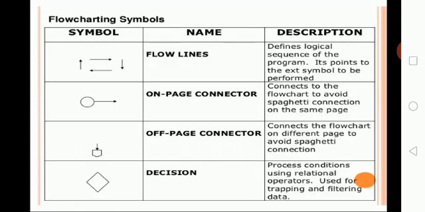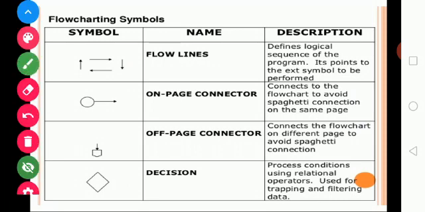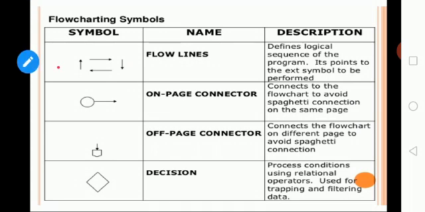This one, arrow marks, are the flow lines. They show the execution of control. The control flows from the first step to the end, and these arrow marks are used. Then a circle and arrow, that is the on-page connector. It connects parts of the flowchart to avoid long connections on the same page. That means if we stop the flowchart in the middle and start once again, this connector is used. And this one next, the off-page connector. It connects the flowchart on a different page to avoid spaghetti connections.